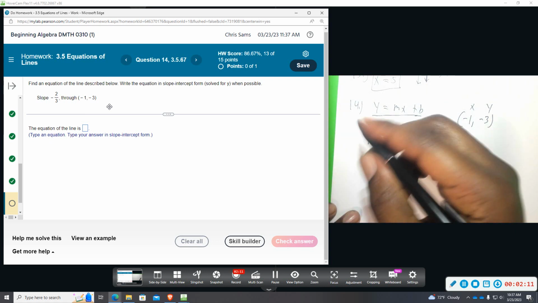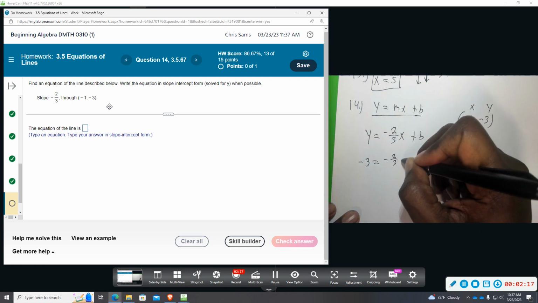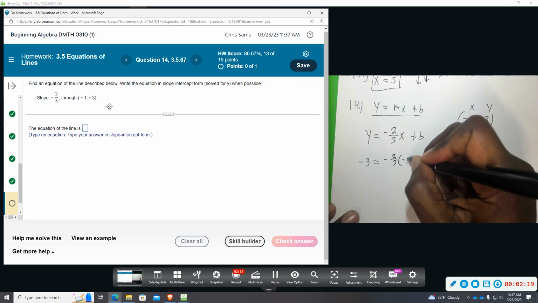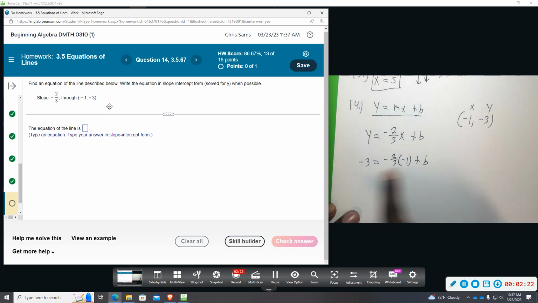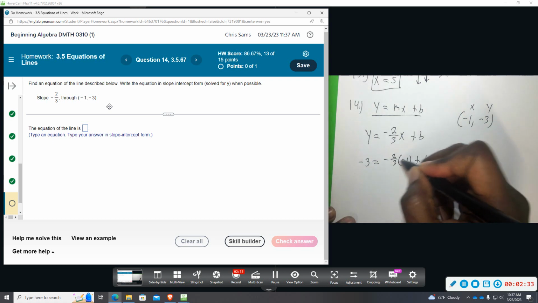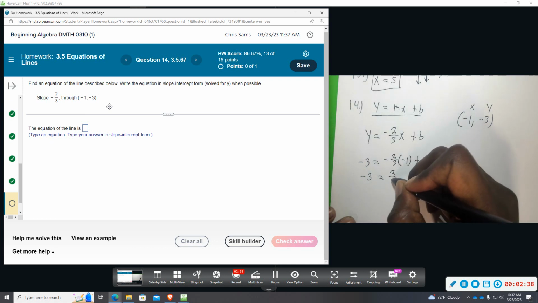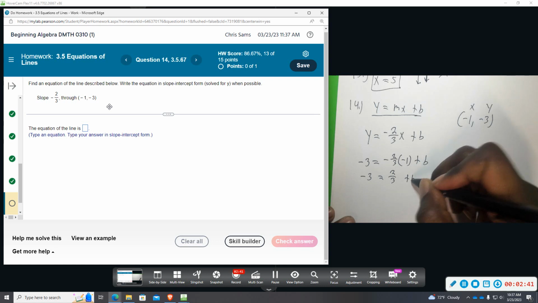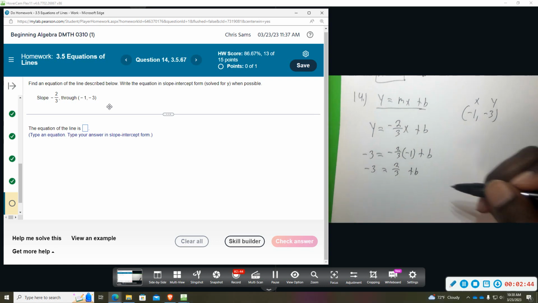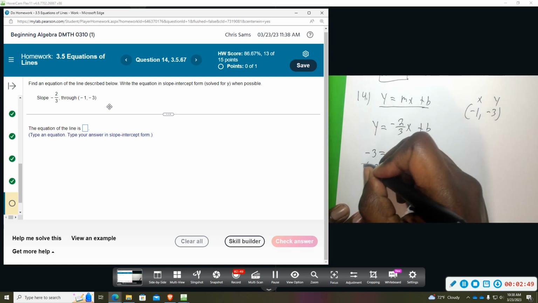So I'm going to do a -3 here: -3 equals -2/3 times the x value, which is -1, plus b. I'm just going to plug those values in and then solve for b. So I'm trying to figure out what b is now. I'm just going to multiply these two, so I'm going to have -3 equals, this is now going to be +2/3 plus b. And then I want to get rid of the fraction, so I'm going to multiply both sides by 3.